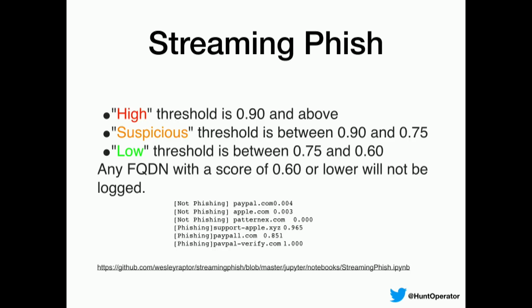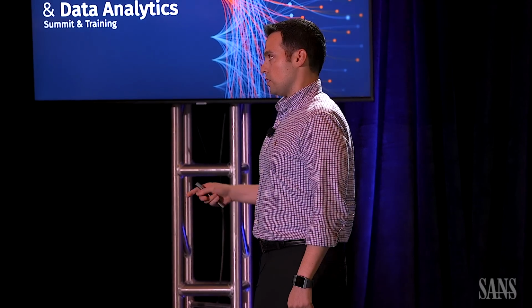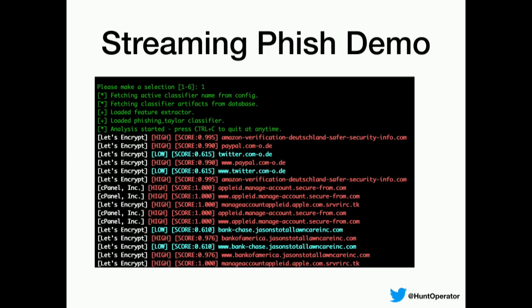What I love about this is it uses logistic regression, and it will make scores for you and put them into different categories. So it's either high, suspicious, or low. You can see here, this is the example on the GitHub stream. It either says it's phishing or it's not phishing based off the range. It uses a logarithmic range, and it's between 0 and 1. The closer it is to 1, the higher the likelihood of it being phishing.